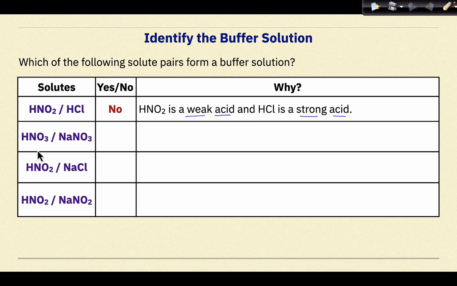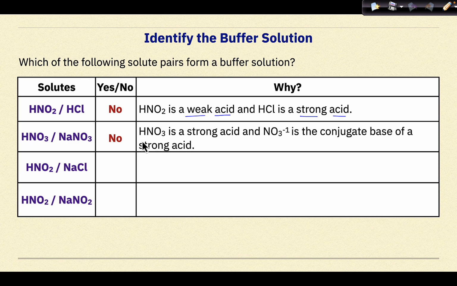Let's look at our next one, HNO3 and NaNO3. If you thought, no, that's definitely not a buffer, you are correct as well. The reason is HNO3 is a strong acid and NO3-1 is the conjugate base of the strong acid. We do need conjugate acid-base pairs, but we need a conjugate pair between a weak acid and its conjugate base, or a weak base and its conjugate acid.